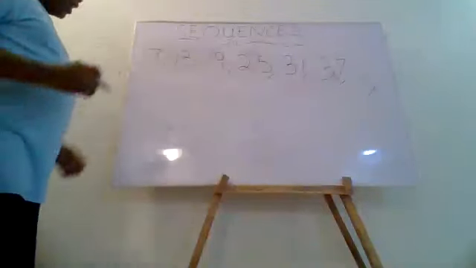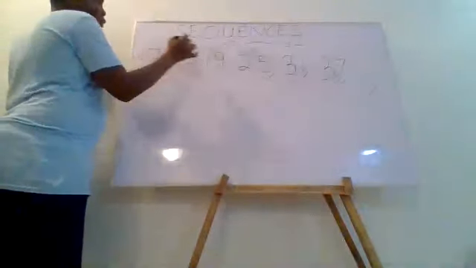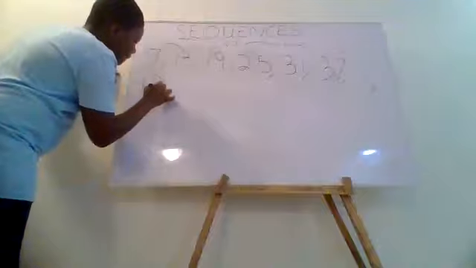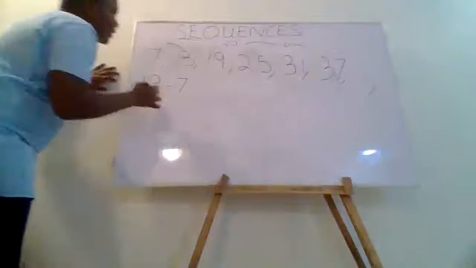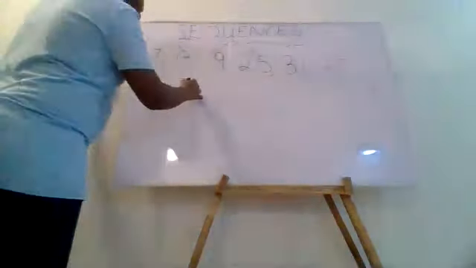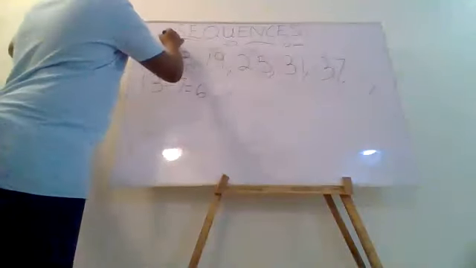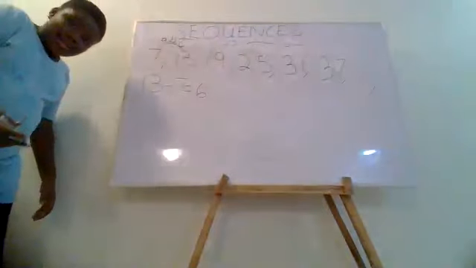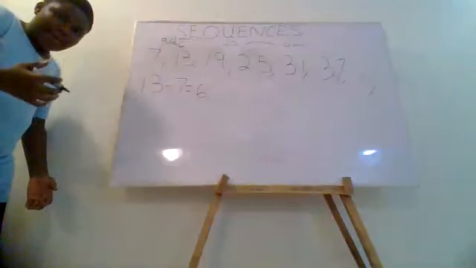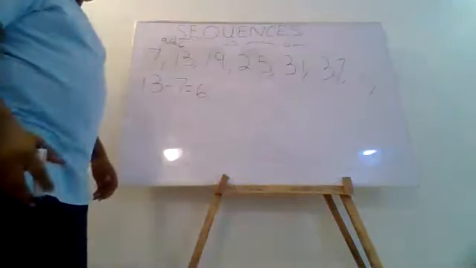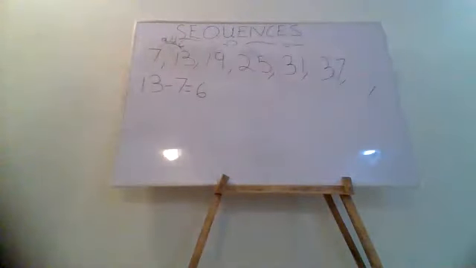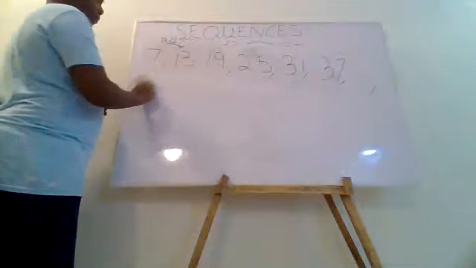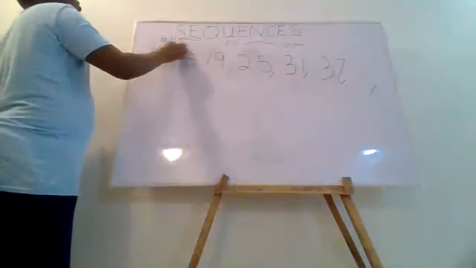Now, to find the term to term rule, we know what to do. We subtract the first two numbers from each other, which is 13 minus 7. And 13 minus 7 is equal to what? 6. So we add 6. Now that is our term to term rule. Now we don't struggle since we have our term to term rule. Now that's where the real work comes in, as I always say.